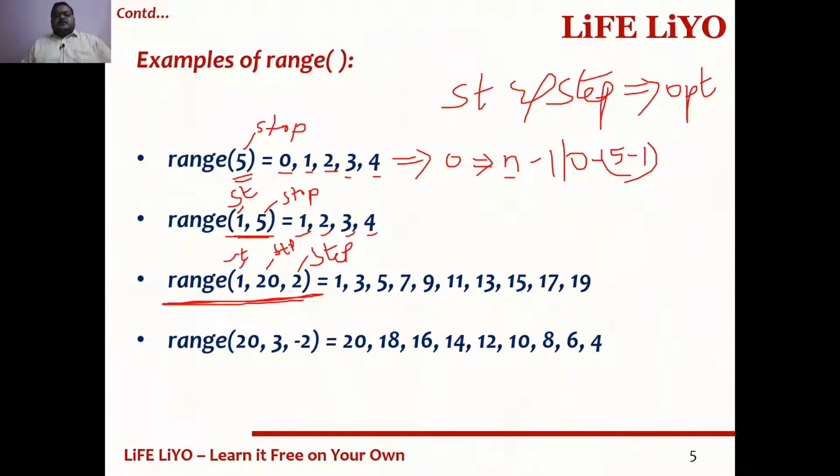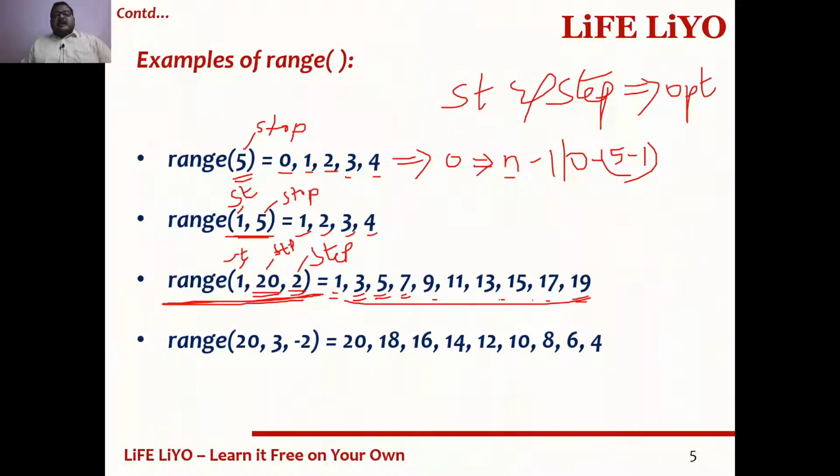2. So it starts at 1. Then after 1, 2 steps are incremented. That's why it gave 3. From there 2 steps, 5. From there 2 steps, 7. Like that it will go up to 19. Whenever it reaches 19, then plus 2 means 21. So 21 is not the stop value. So it stops after printing 1 to 19 with a difference of 2.